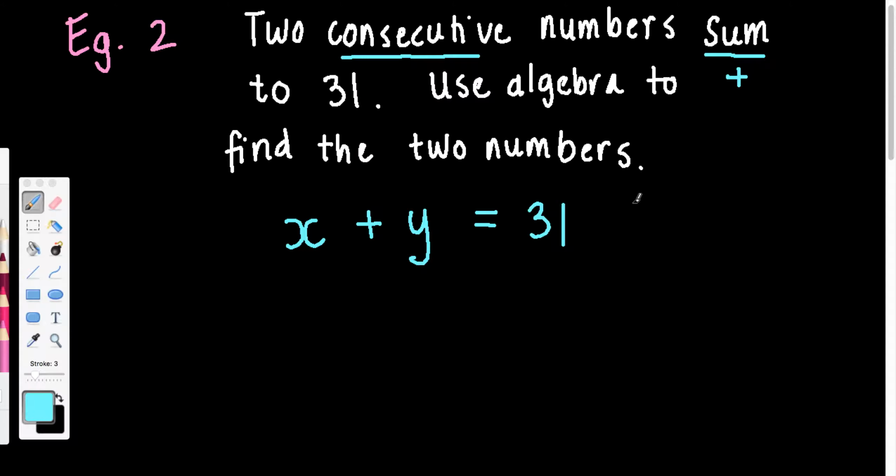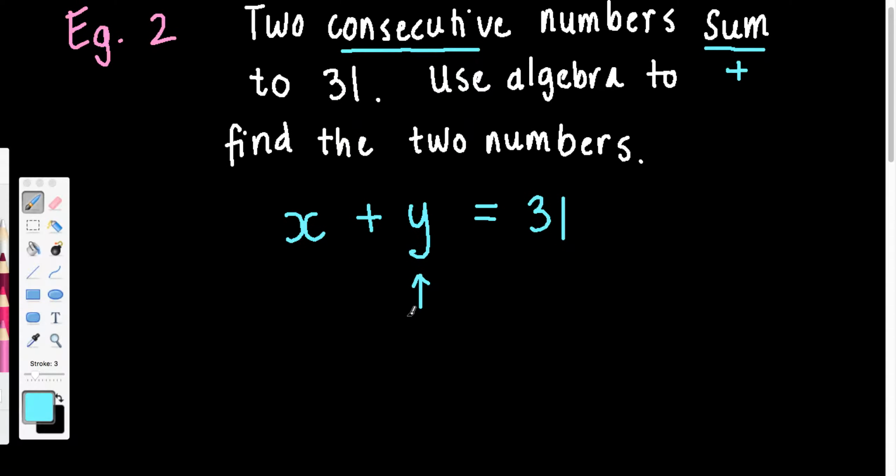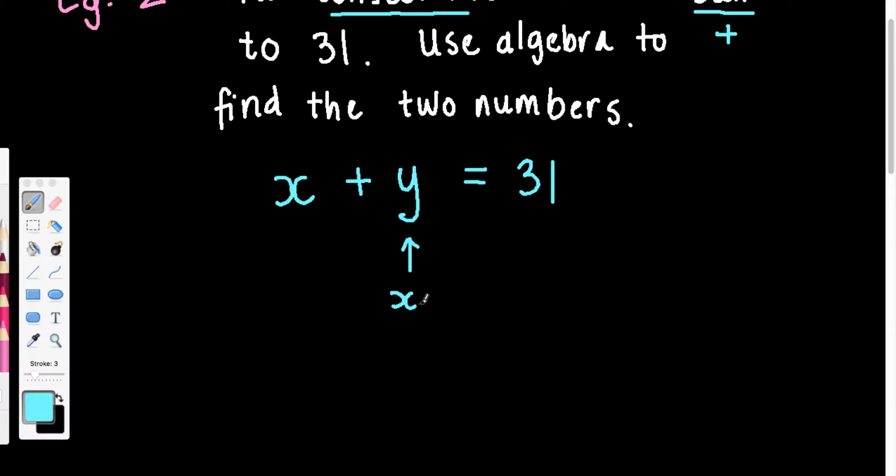Remember I mentioned before that consecutive numbers have a difference of 1. That's important here because say x is the smaller one. That means that y, my other number, is just one more than x. It's the very next number on the number line. So I can say that y is the same as x plus 1. It has to be because they're consecutive.